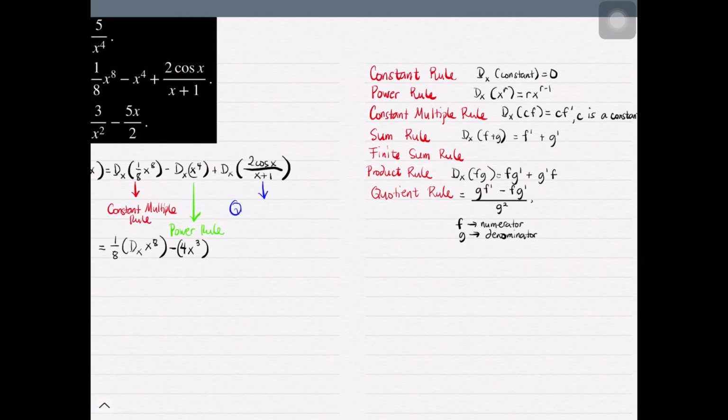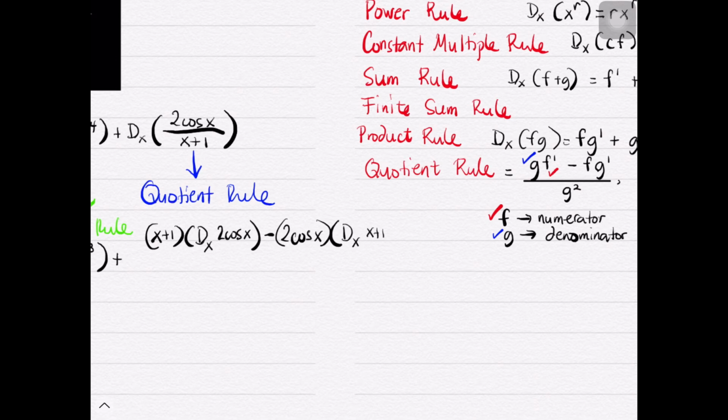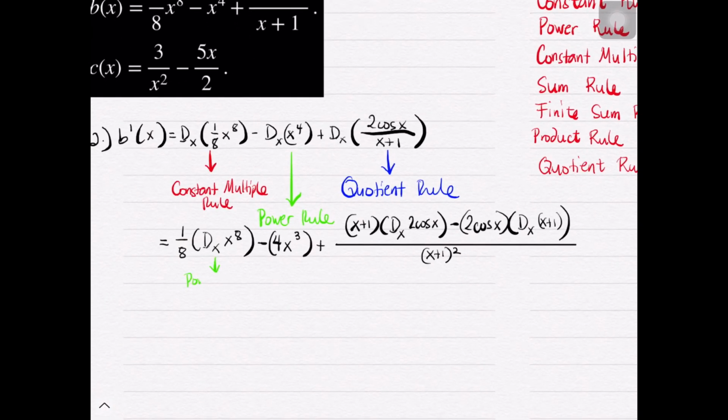Clearly, for the derivative of 2 cos x all over x plus 1, we are to use quotient rule. So g here means denominator, so we have x plus 1 times f prime, which is the derivative of our numerator 2 cos x, minus f, or the numerator 2 cos x, times g prime, or denominator's derivative, all over the square of our denominator. Now, derivative of x to the power of 8 using power rule becomes 8 times x to the power of 7.